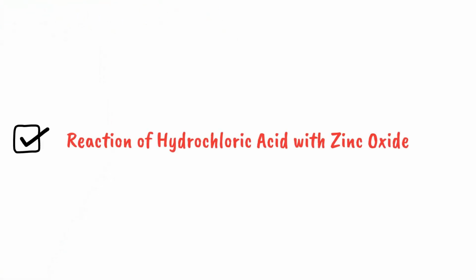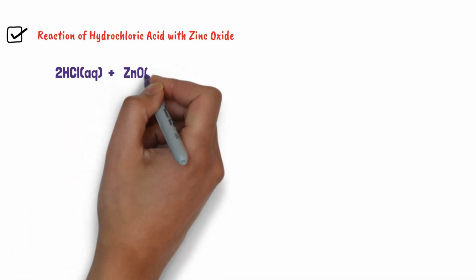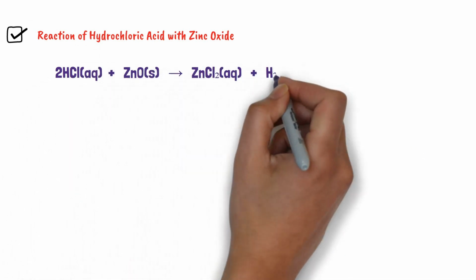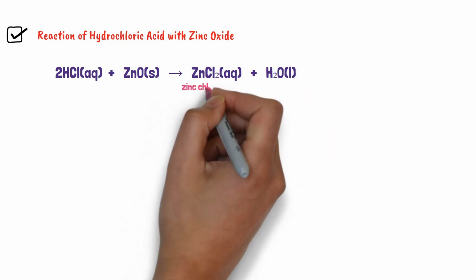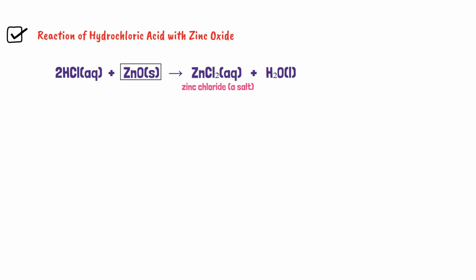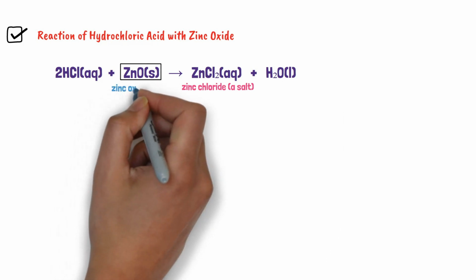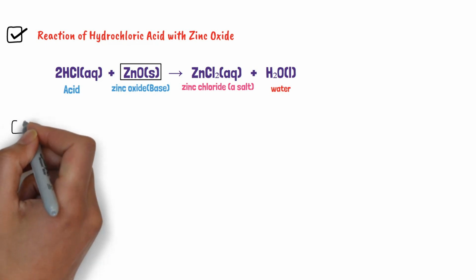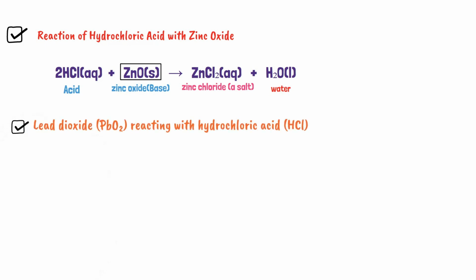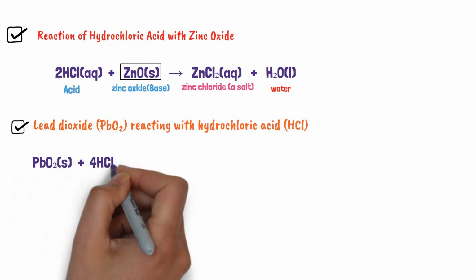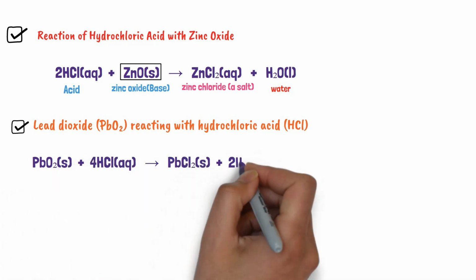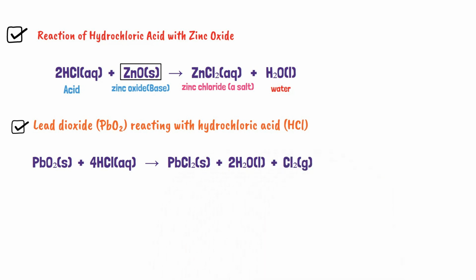HCl, that is hydrochloric acid, reacts with zinc oxide to form water and zinc chloride. Since zinc chloride is a salt, we can say ZnO, that is zinc oxide, is a base here. But when lead oxide reacts with hydrochloric acid, it forms lead chloride, water, and chlorine gas. Because of this additional byproduct, that is chlorine gas, lead oxide is not considered a base in this reaction.